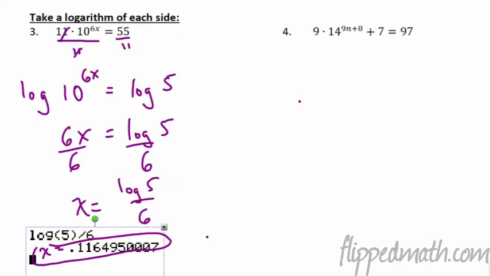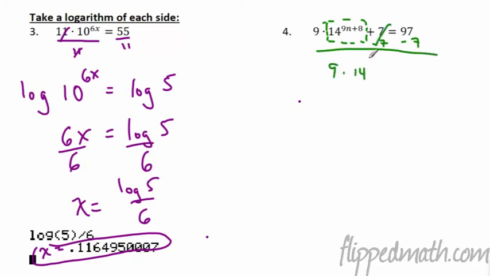Okay, this one's a little bit different. Let me tell you why here. First, we need to get rid of the 7. Remember, we have the variable up here in the exponent. We have to get that by itself. Here, this part right here. Let's see if you're able to do this. We've got to get that by itself. So let's subtract 7 from both sides. This is kind of like Algebra 1. So that's going to give us 9 times 14 to the 9n plus 8.